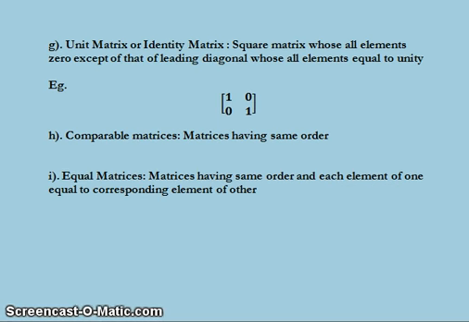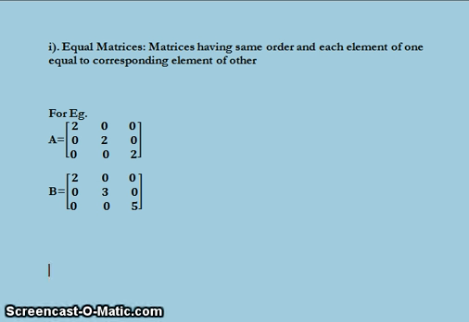Another type of matrix is equal matrices, in which if two matrices have the same order and each element of one is equal to the corresponding element of the other, then the two matrices are said to be equal. For example, now let's say we have two matrices A and B whose elements are as shown. Now here the order of A is 3 by 3 and the order of B is 3 by 3 again.